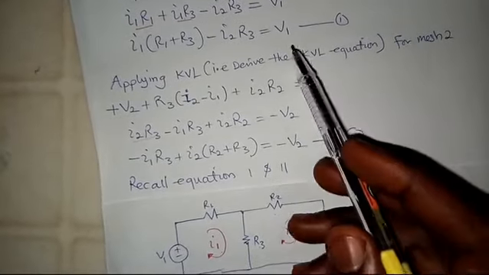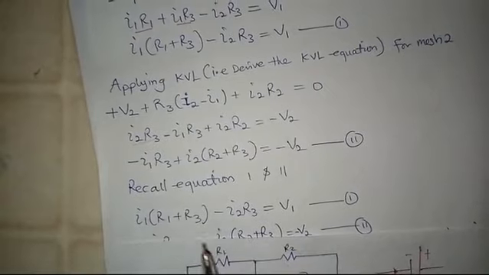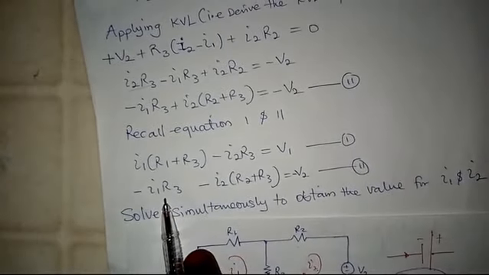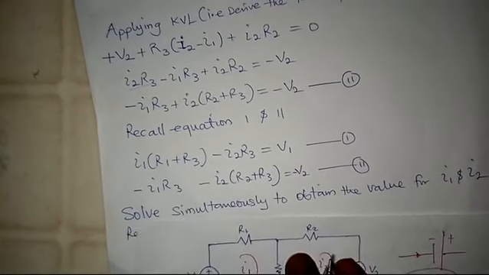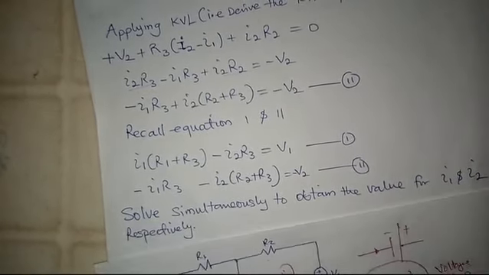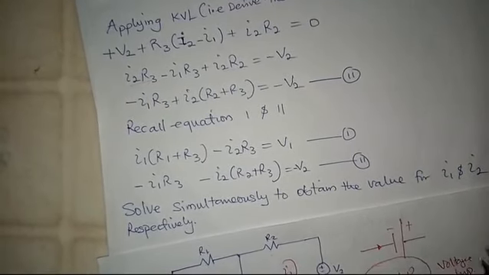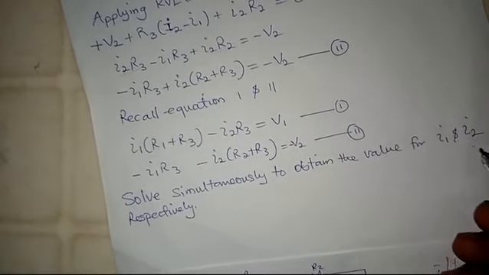You now recall equation 1 and equation 2. This is your equation 1, which is what you have here. Equation 2, which is what you have here. Having solved this to this point, you now apply any simultaneous method formula, which is substitution method, determinant method, which is matrix method, and also elimination method. You can also use that to find the value for your I1 and I2.